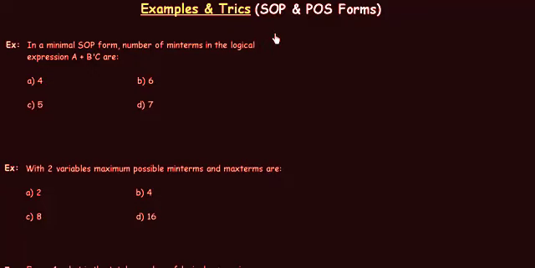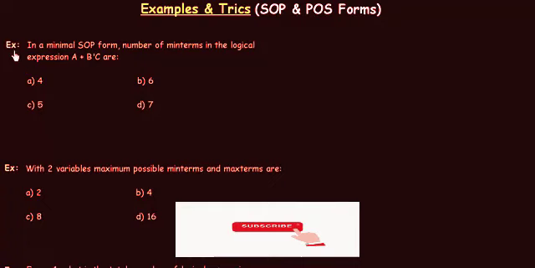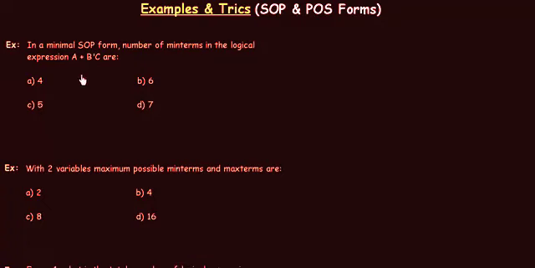We have decent knowledge of SOP and POS forms. In this presentation, I will solve 3 examples and also explain a few tricks so that you can solve questions directly in your exam. We will start with example number 1. In a minimal SOP form, the number of minterms in the logical expression A or B complement and C are.